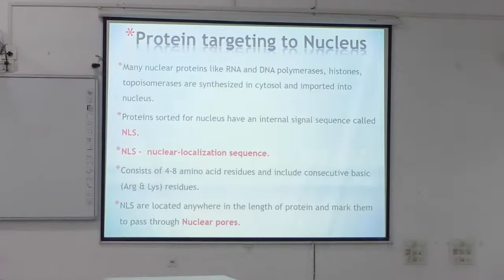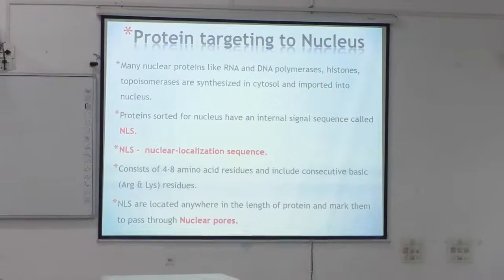This nuclear localization sequence is basically made up of 4 to 8 amino acid residues, and that has to be basic. I told you this, that the amino acids should carry a positive charge. Most of the time it is seen that the amino acids are arginine and lysine. There are repeated sequences of arginine and lysine. Fine.